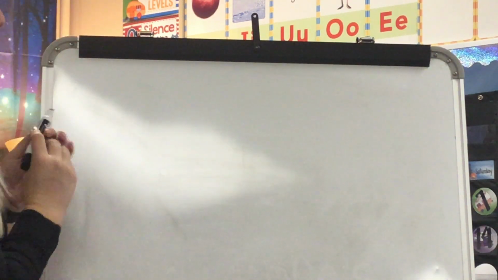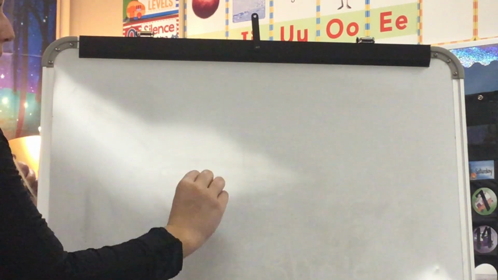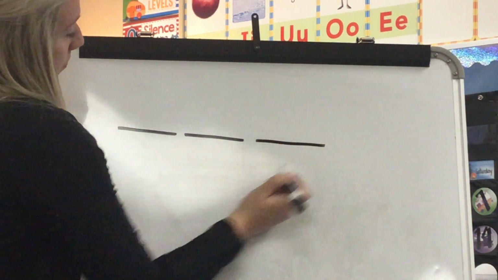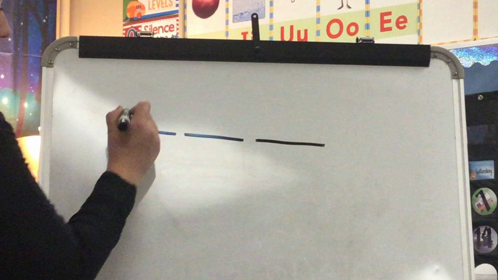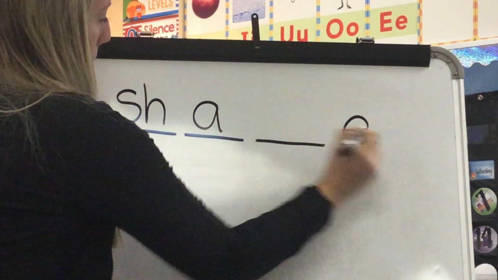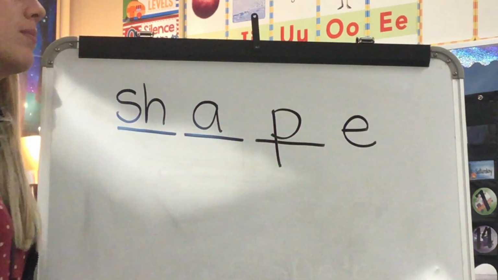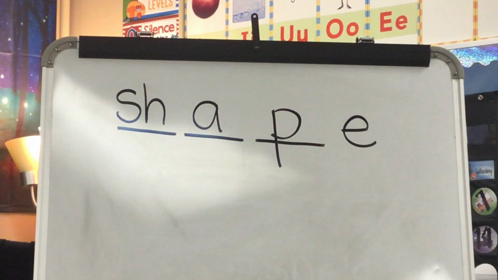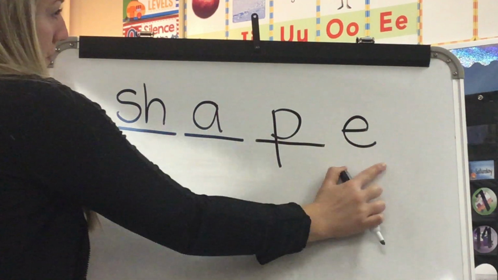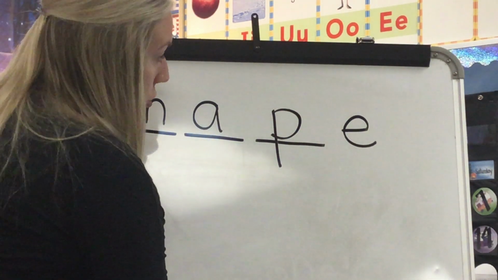Our next word is shape. What word? Shape. Stretch shape. Sh-A-P. Stretch shape again. Sh-A-P. Write the sound spellings you hear in shape. Don't forget the E. Check. Spell shape. S-H-A-P-E. Word? Shape. Yes, shape.